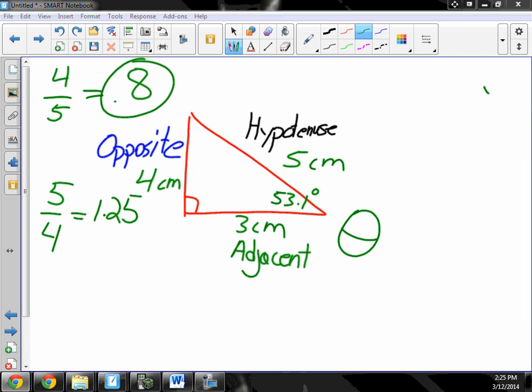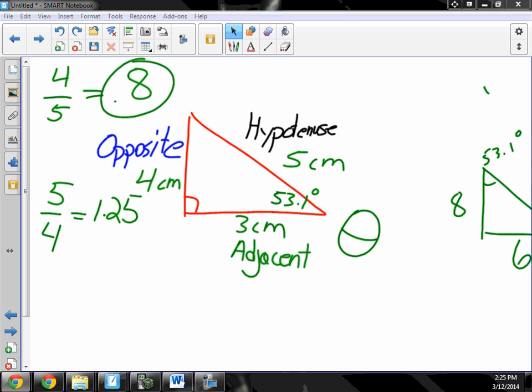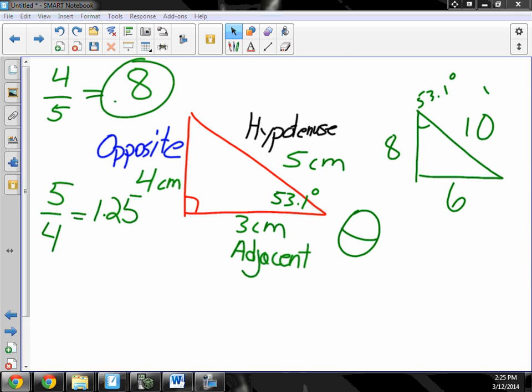Okay. Well, what happens if I take this exact triangle and I double it? So now I have 8, 10, and 6. And here is my 53.1 degree angle. Oh, I got it. Sorry, I labeled the wrong side. 53.1. Okay, the triangle is similar, same shape. Now it's twice as big, even though it looks smaller.